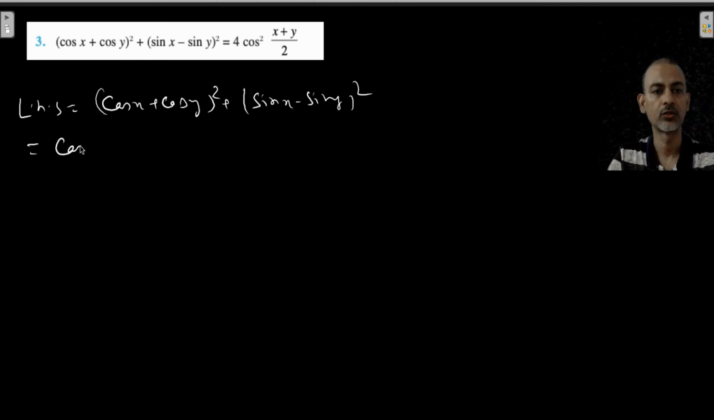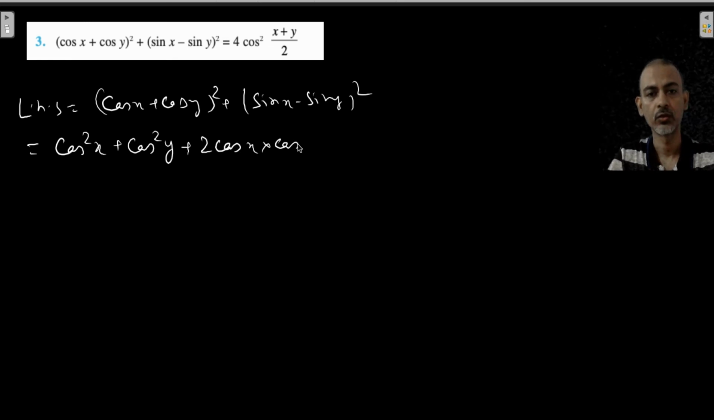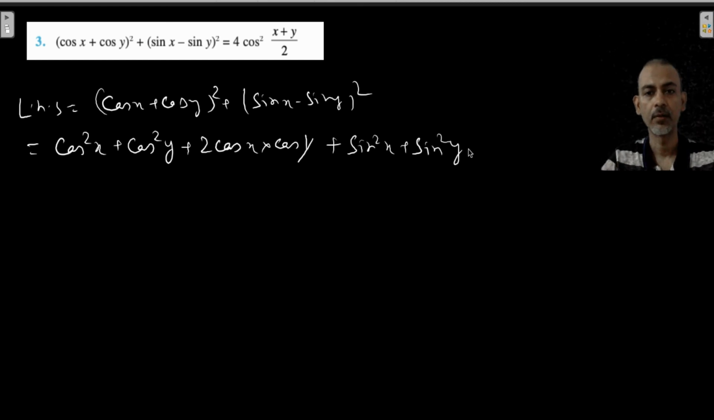Just simplify it. So we'll say cos square x. This is the formula for (a + b) whole square, so we'll say a square plus b square plus 2 times a into b. So this is what we did. We just simplified it: cos square x plus cos square y plus 2 cos x cos y. Similarly, this is the formula for (a - b) whole square, which is equal to sin square x plus sin square y minus 2 times sin x sin y.